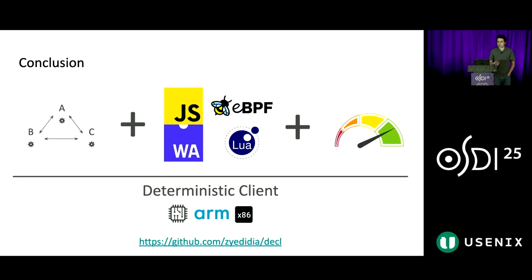So I'll wrap up here. In conclusion, when you have a replicated state machine and you want it to be extensible and you want the maximum possible performance, you get something like Deterministic Client Out the end.